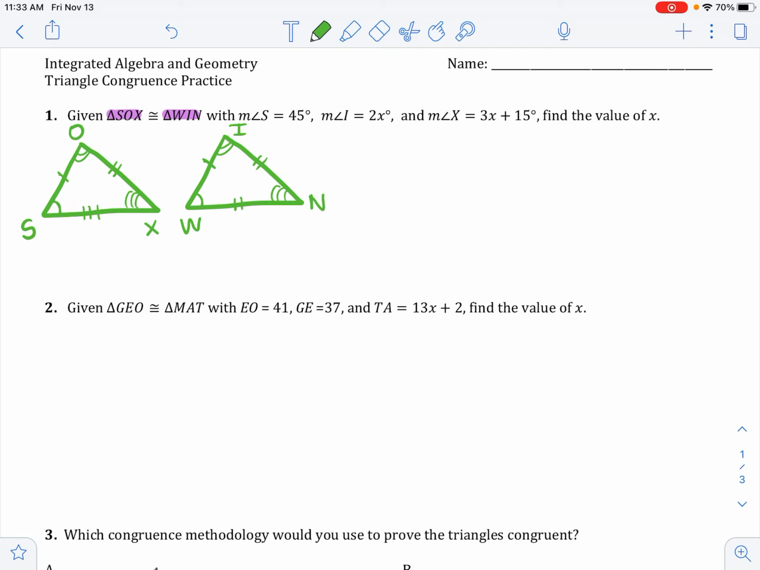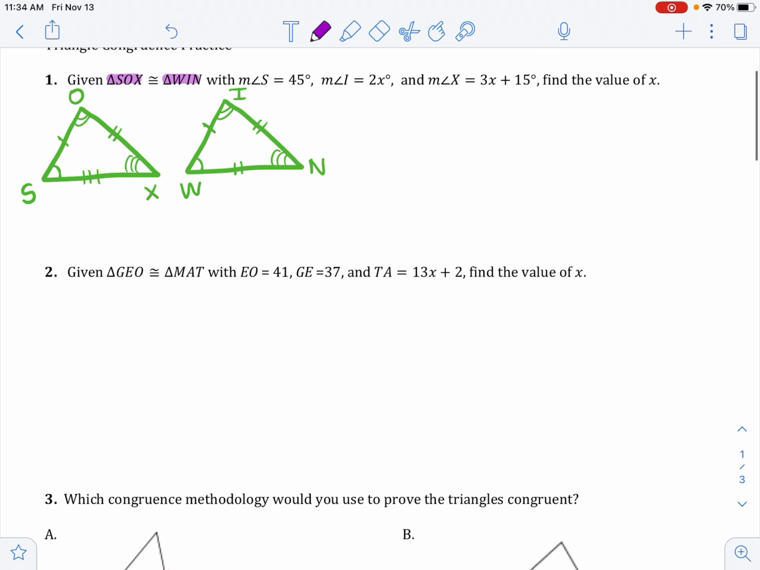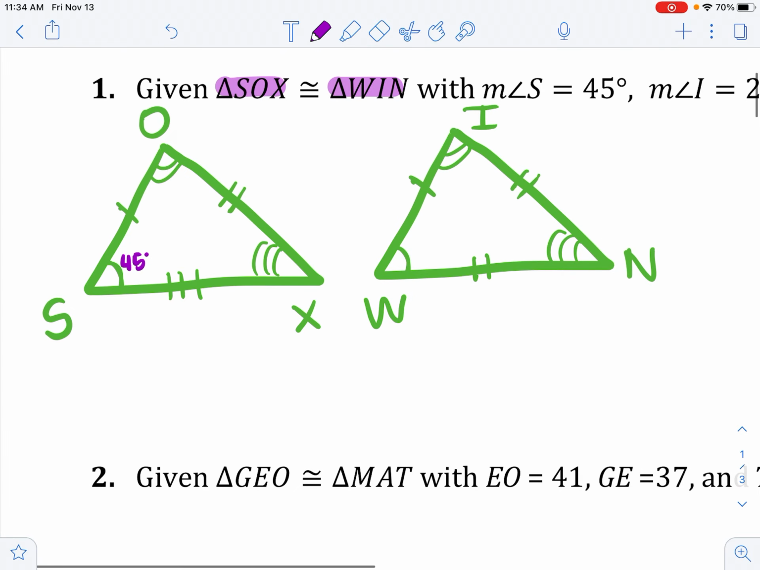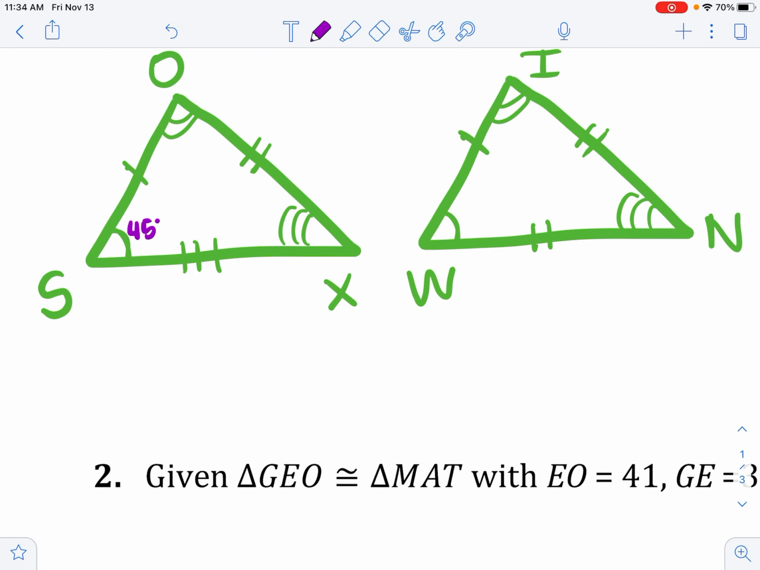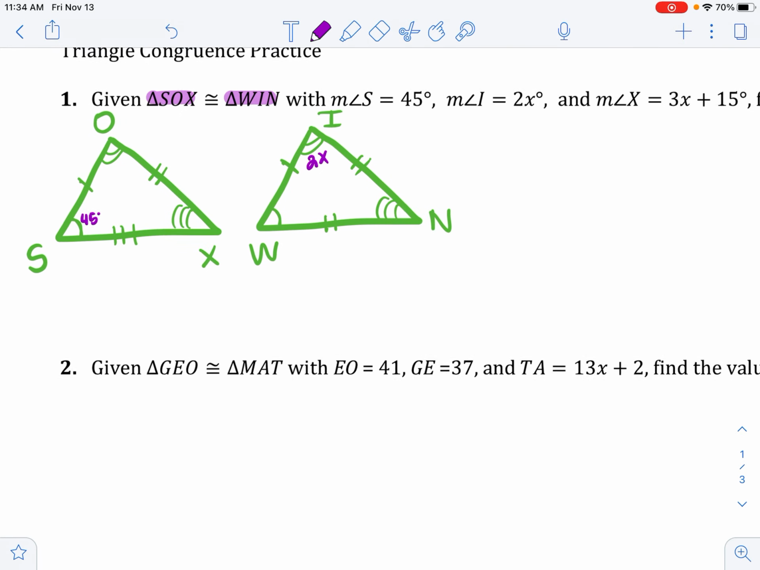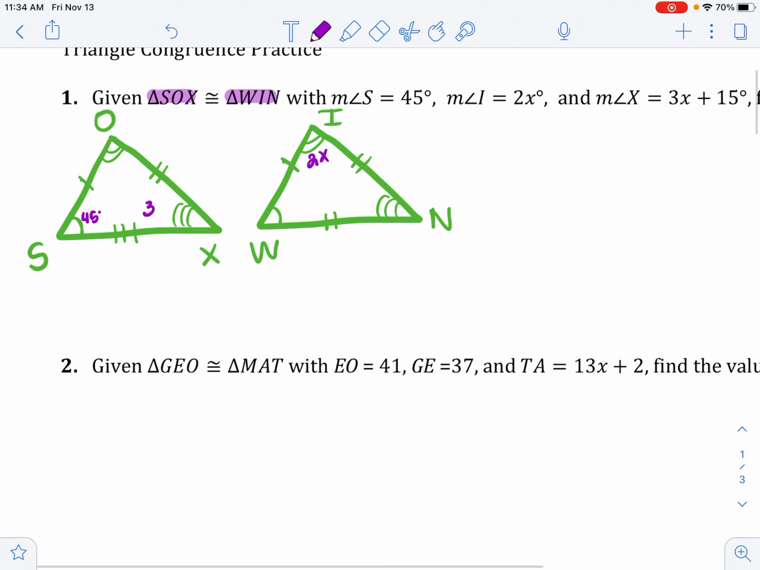So the nice part is that if you draw them in the same order, like I went SOX, then I went WIN in a circle there, then you can just mark them and it'll be fine. All right, now I'm going to switch colors and label what they gave me. So they gave me angle S is 45 degrees. So I'm going to zoom in here so I can get it inside the triangle. You want angles inside triangles. Angles aren't on the outside. I is 2x, so I'll put 2x right here. And X is 3x plus 15.